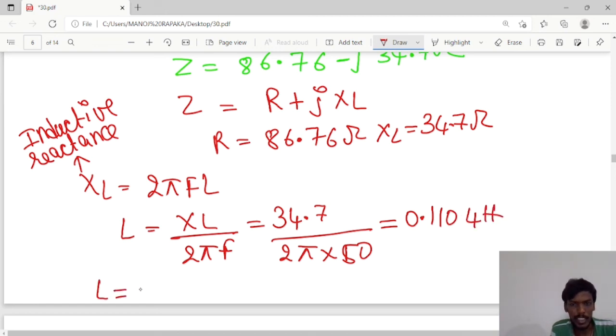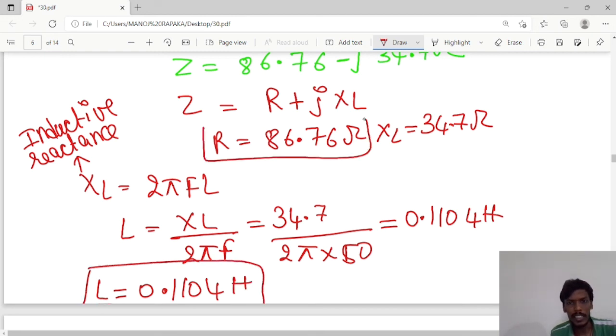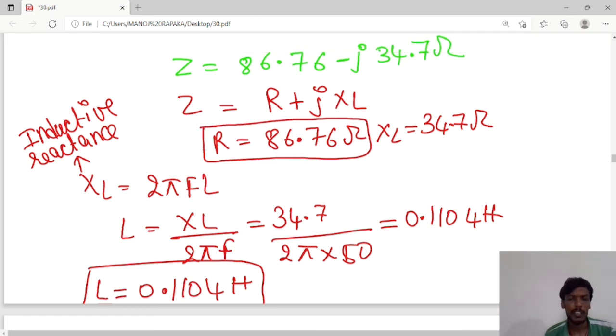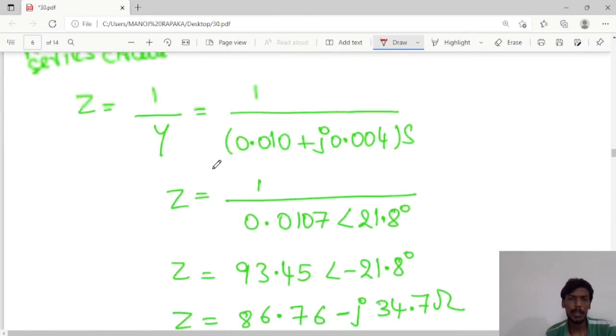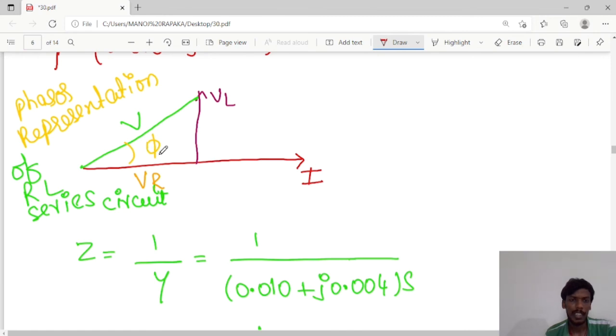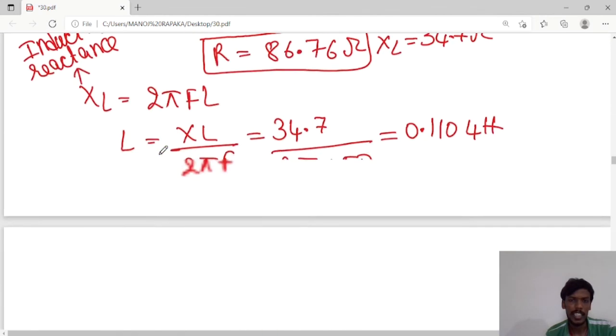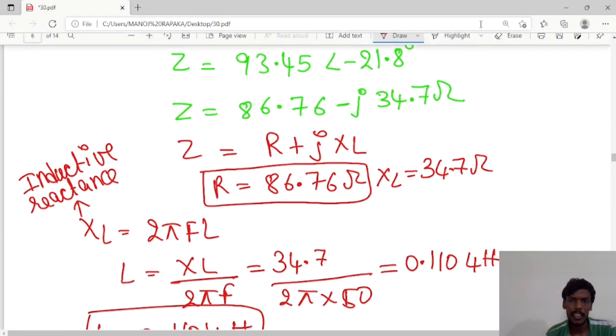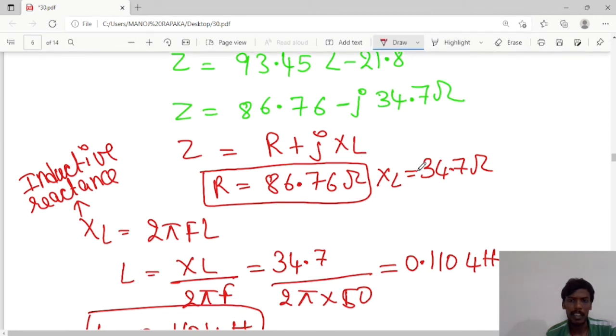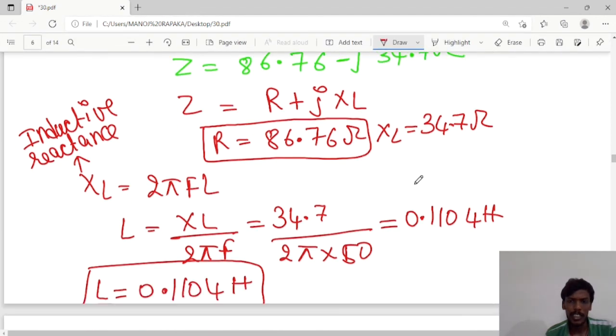So I can represent here the L value as 0.1104 Henry. L value will be in Henry. So this is the L value, and the R value will be 86.76 ohms. So we have calculated the two circuit components of the circuit, R and jXL. So I can represent this as the XL value also: the XL value will be 34.7 ohms.